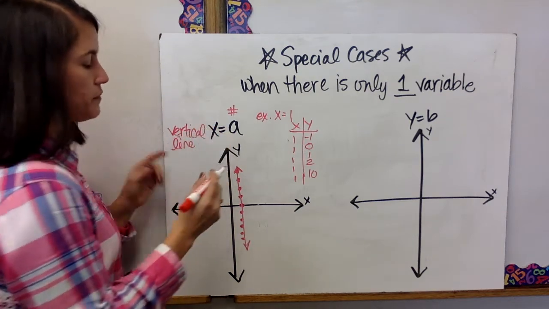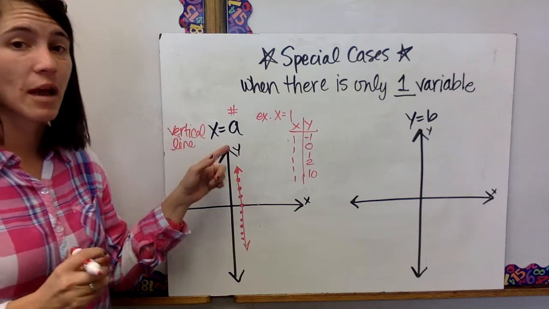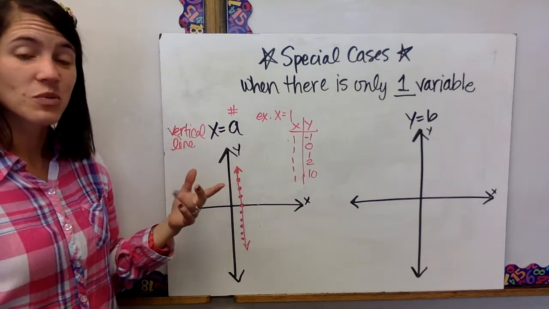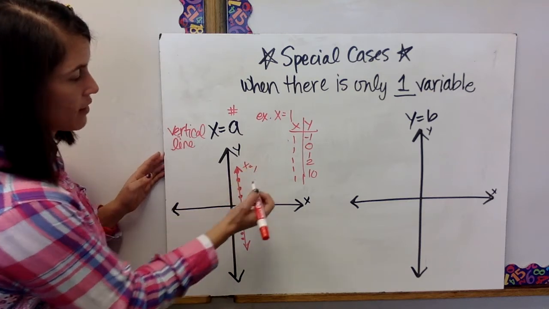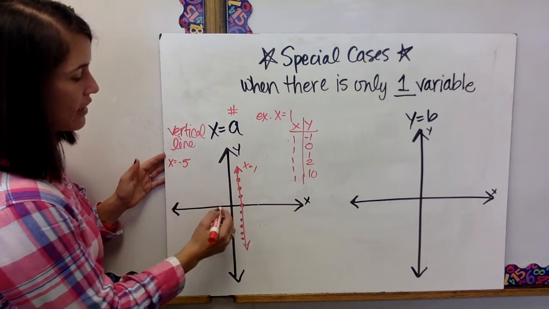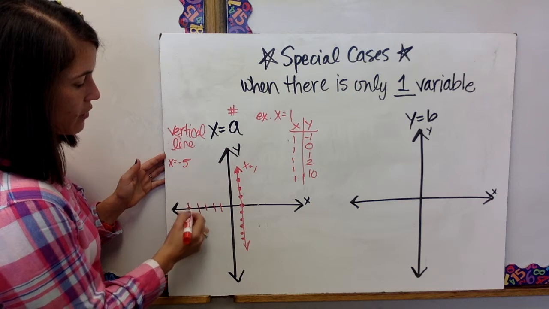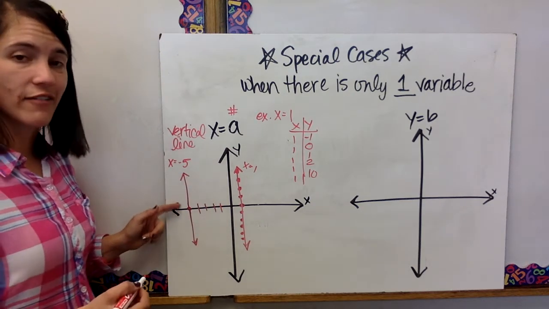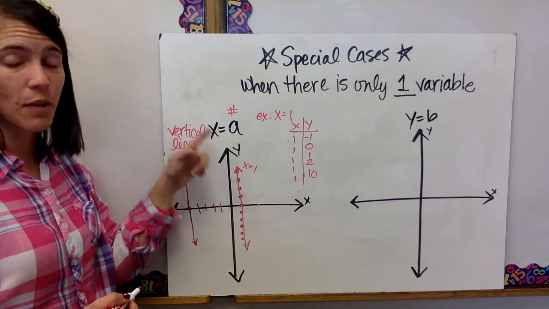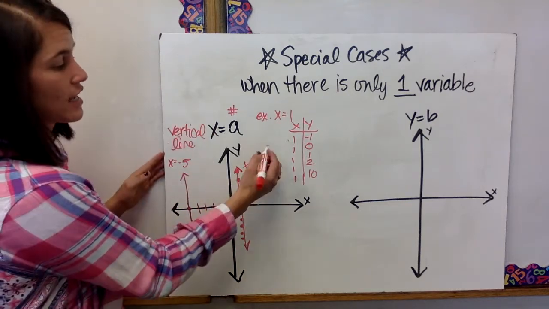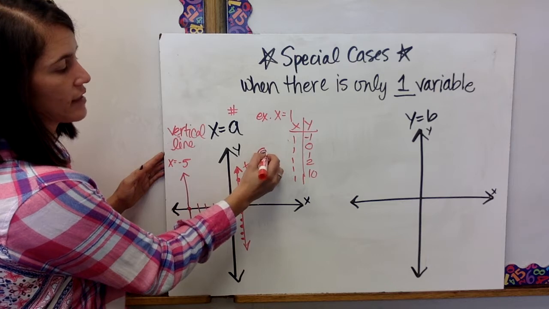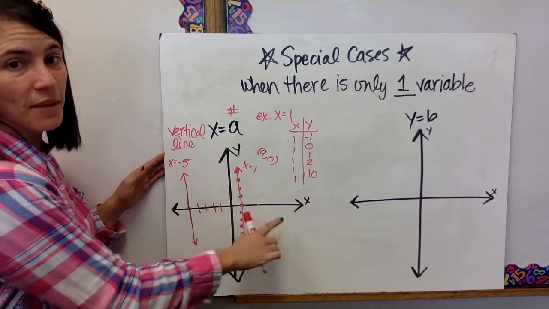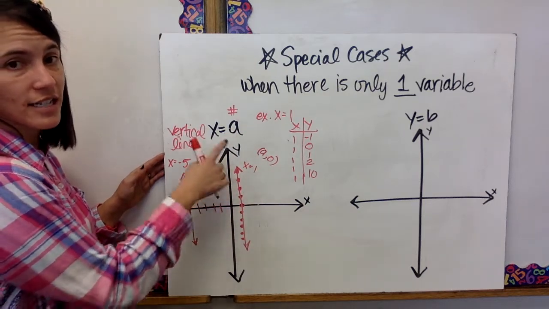A vertical line. If you ever see x with a number, it's going to make a vertical line, whatever that number is. So this line is x equals 1. If x equals negative 5, then it would be a vertical line at x equals negative 5. Anytime you have x as a number, it's going to be a vertical line, and it would be this number and 0. Because if it's on the x-axis, that means the y is 0, because it doesn't go up or down.